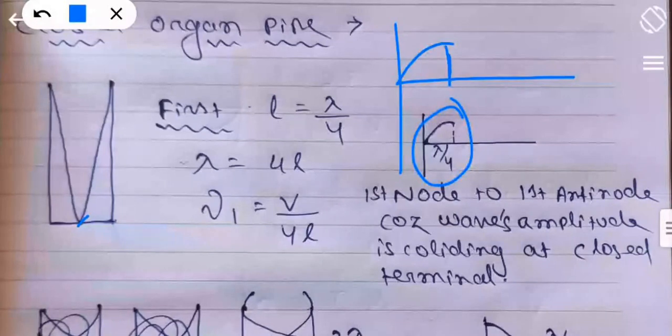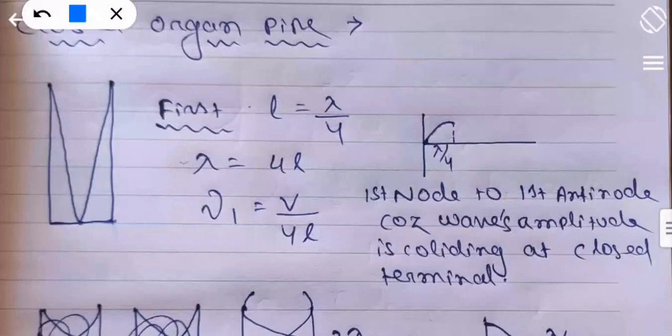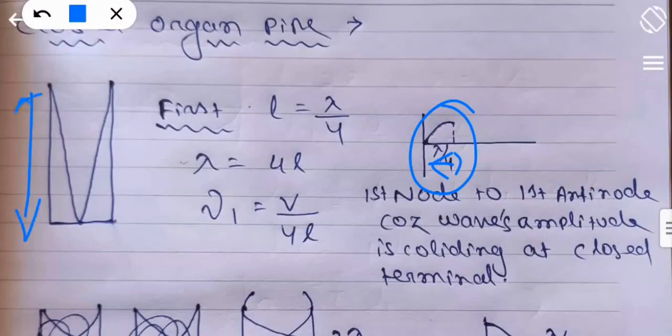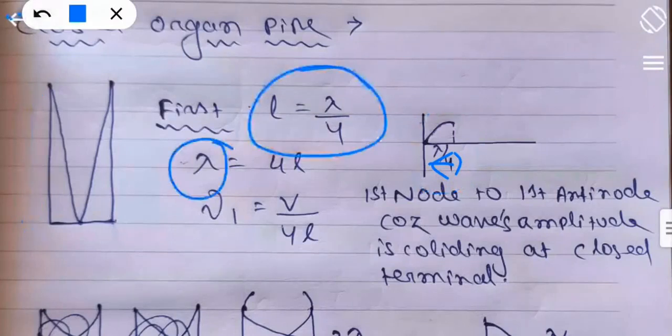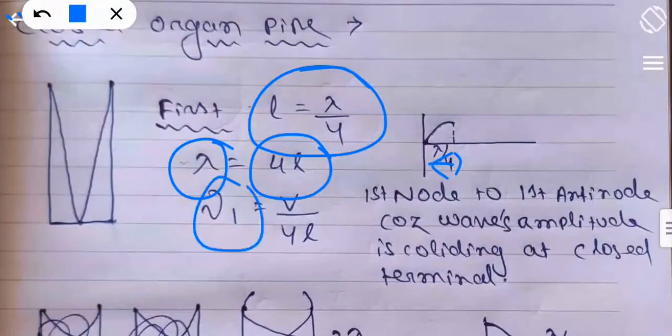So here what is the length? Here the length is this much only. How much? The length is lambda by 4, because it is producing only the 1/4. So L is equal to lambda by 4. What is lambda? Lambda is equal to 4L. If lambda is equal to 4L, then the new formula is v by lambda, so v by 4L.